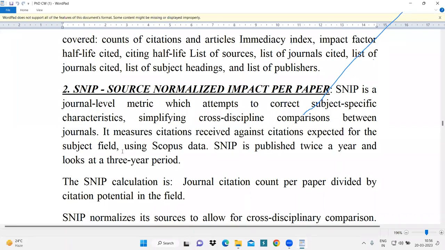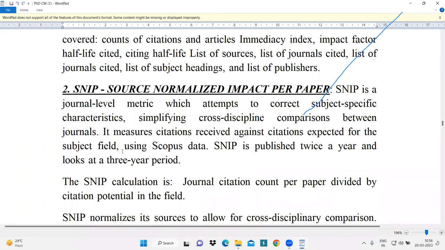Suppose as a student, when we go to our parents with our report card, they say we were expecting much more, right? So this SNIP is saying what is expected from that journal source, what is the expected citation and what it has acquired, that ratio is the SNIP. What marks it has obtained, and what was expected. Suppose a student has obtained 80%, but the parents were expecting 90%. So 80 divided by 90 is SNIP.